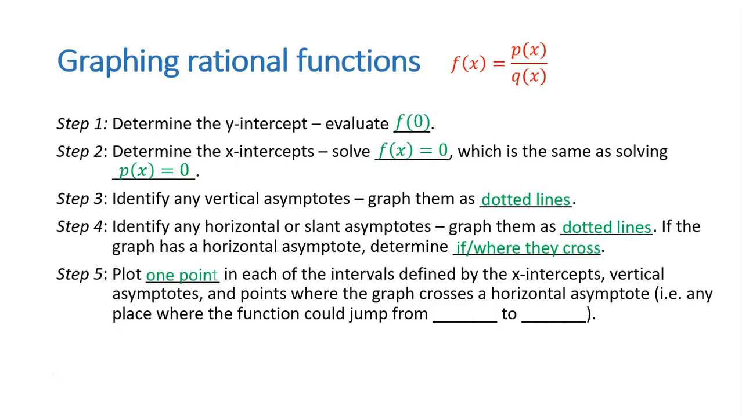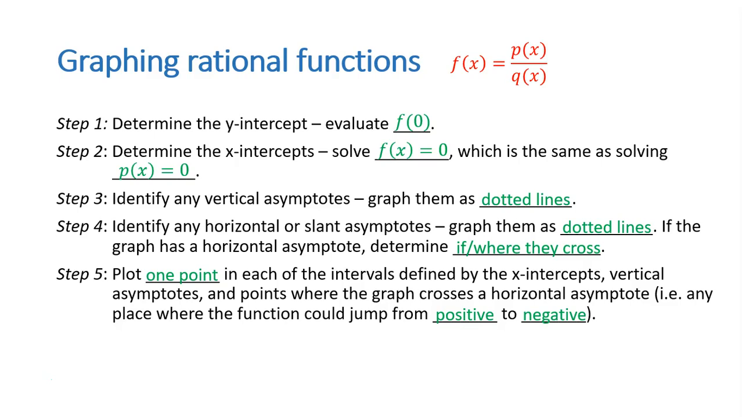And then our final step, we want to plot one additional point in each of the intervals defined by the x-intercepts, vertical asymptotes, and other points where the graph crosses a horizontal asymptote. In other words, any place where the function could jump from being positive to negative. Now, once we start to put all these components together, it's going to make a little more sense what this looks like, where we actually need additional points.